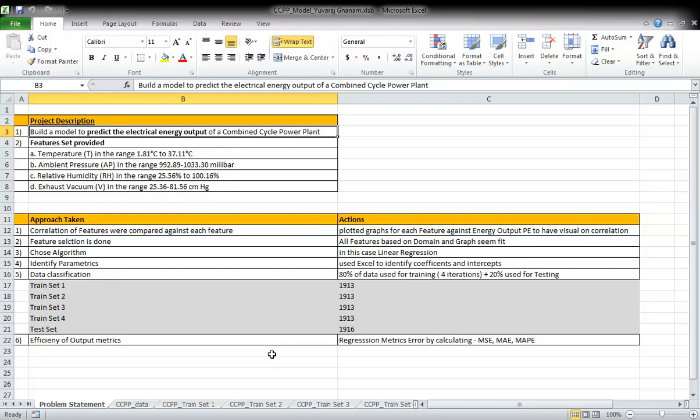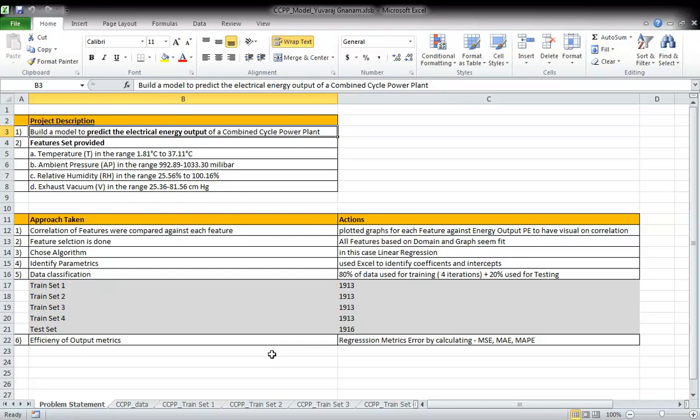The approach I have taken is, as I have already mentioned, there are four features. We had to select the features, so we had to find out which features we can select. For this, I plotted a graph for each feature against the output we are trying to arrive at, which is energy output in this case. Once the correlation is done, we can do the feature selection. In this case, I noticed that all the features seem relevant, and based on domain knowledge as well, energy will certainly be dependent on all the parameters that were given. I went ahead with the assumption that all features are valid.